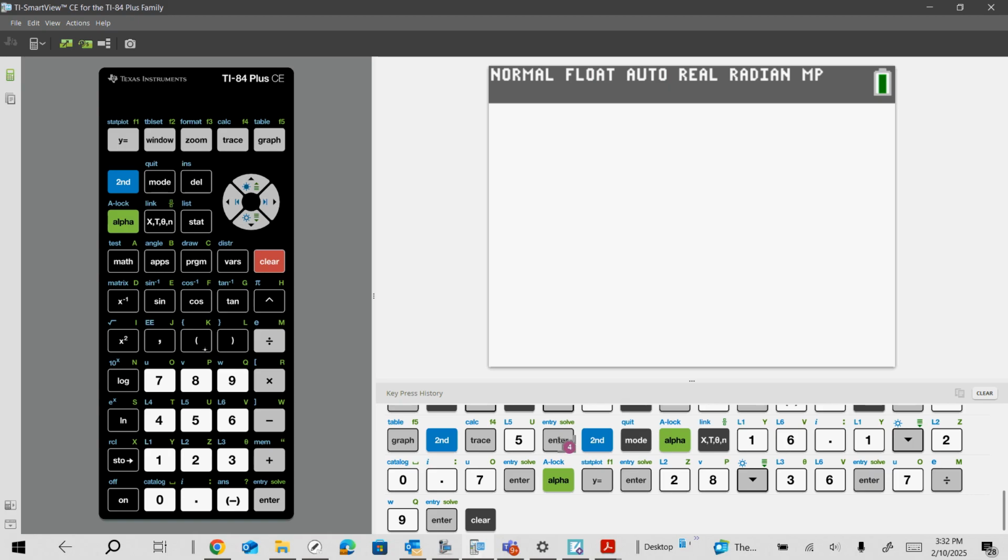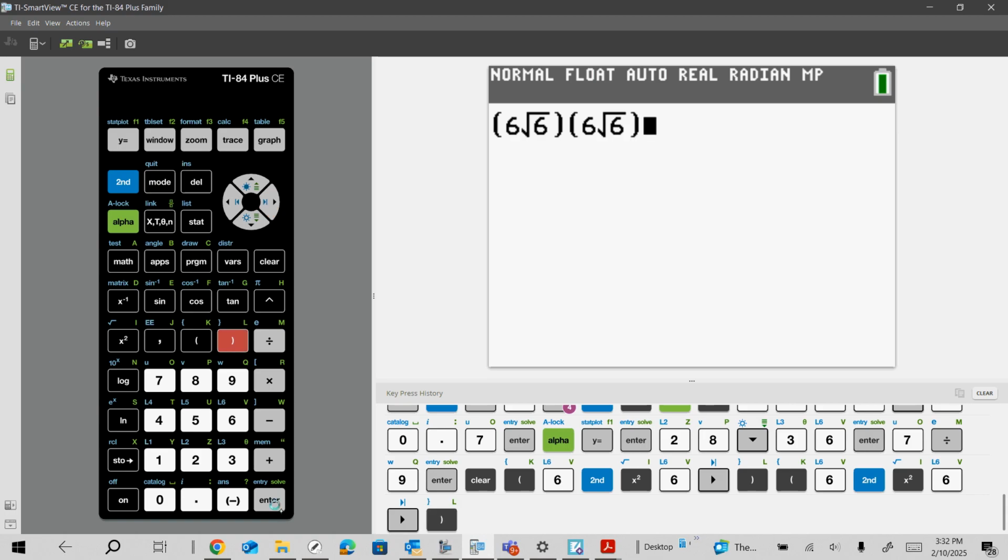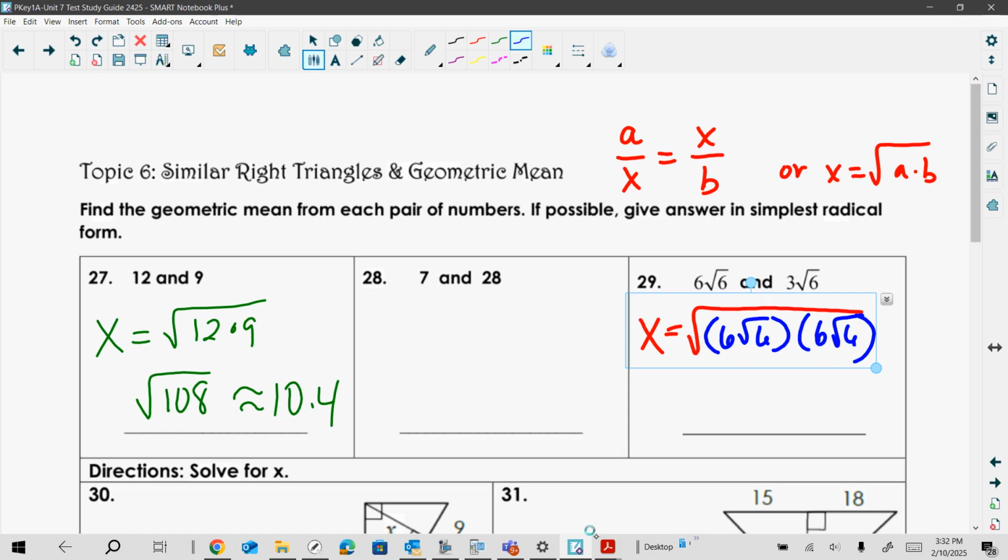So I'm going to clear this out. If I do parentheses 6, and then I have to do second x squared to get my radical, arrow to the right, close the parentheses, and then 6 root 6, arrow to the right, close the parentheses. Multiply those together. Oh, it wasn't 6 root 6, it was 3 root 6, sorry. Let me change that, apologize on that. That gives me 108 again. I forgot, this should have been 3. I misread that. And we just did that, so we already know that answer is approximately 10.4.